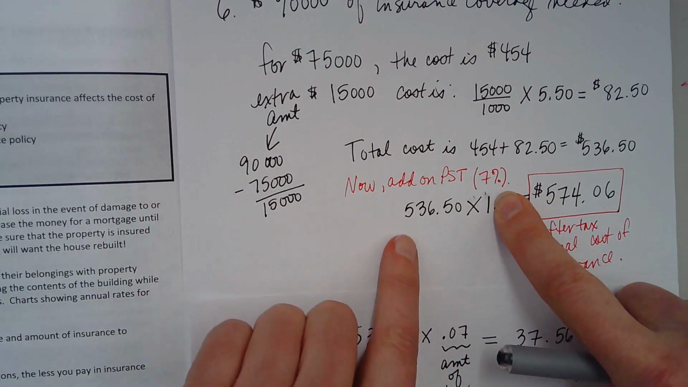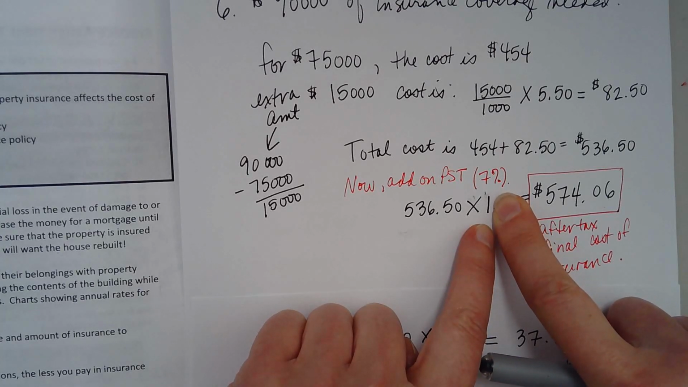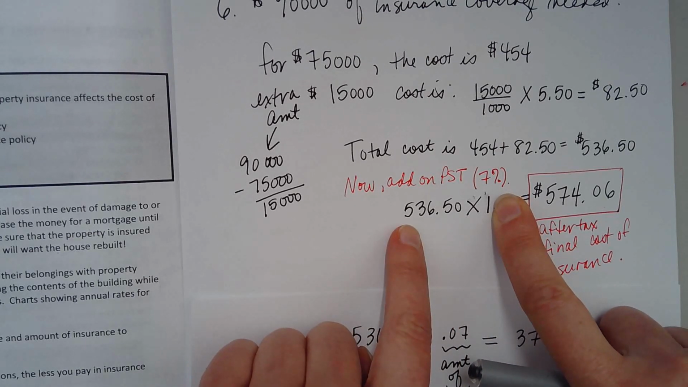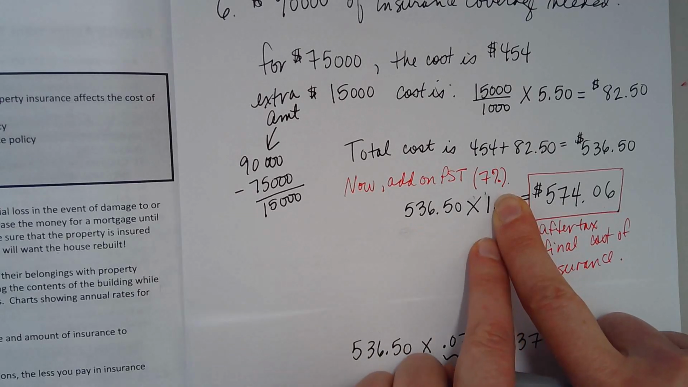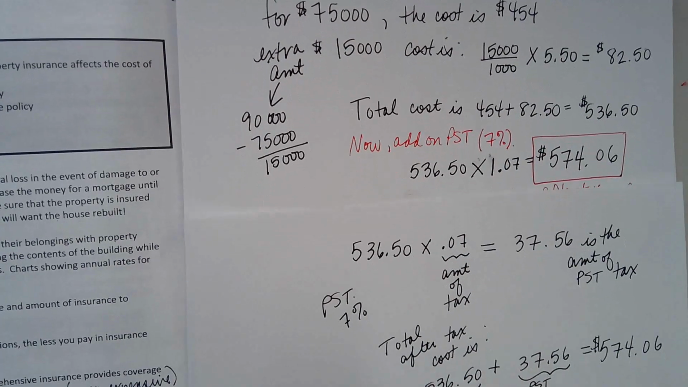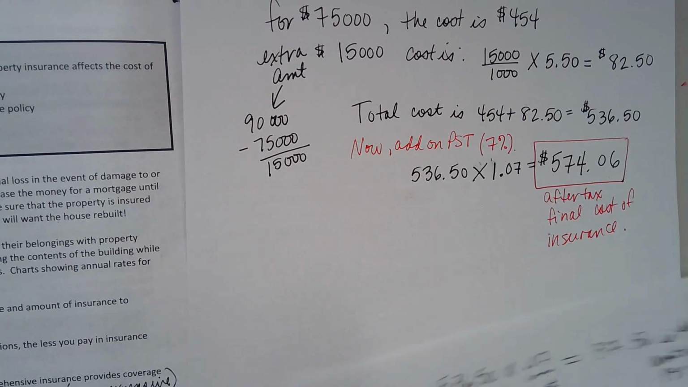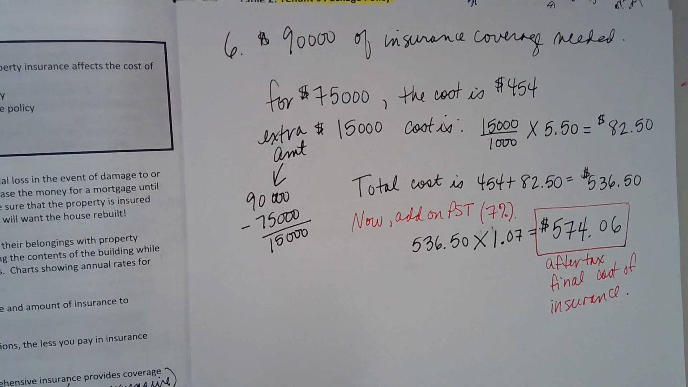What do you get when you multiply 536.50 times 1? What would 536.50 times 1 equal? 536.50. So that 1 adds this part on for you, right? Just does it quicker. Anyway, sorry, James, does that answer your question for number 6?